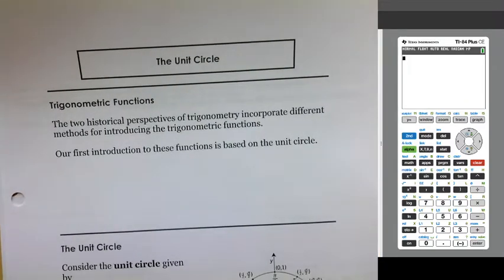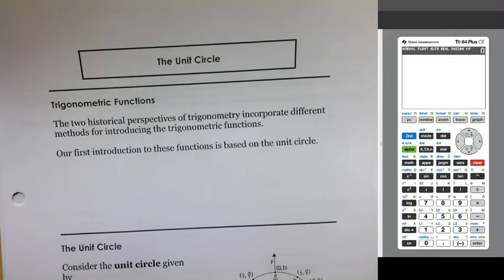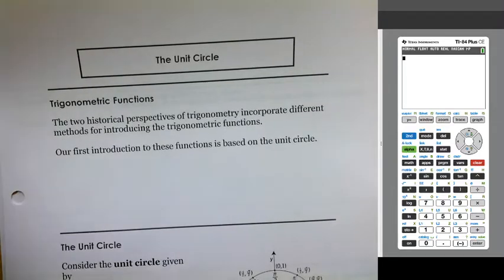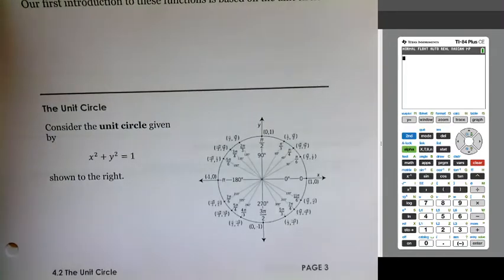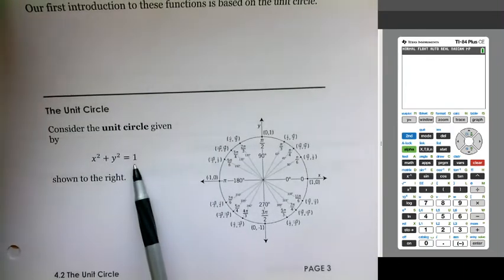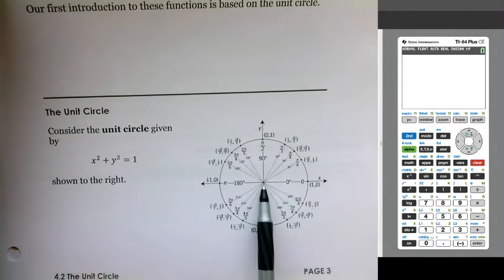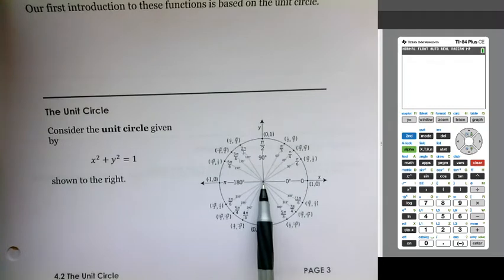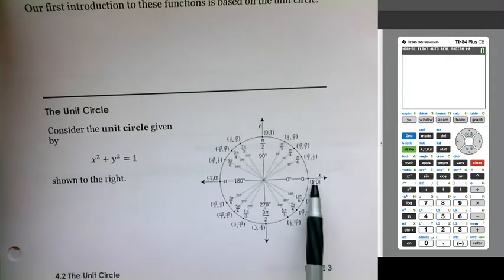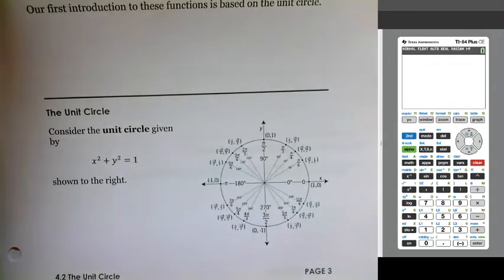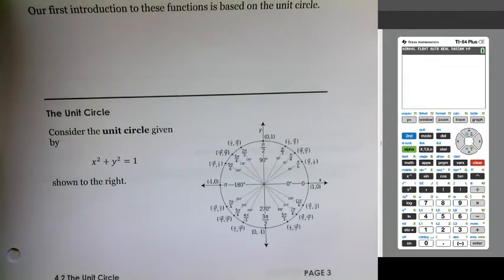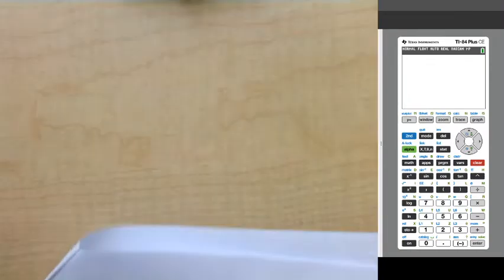There are two historical perspectives of trigonometry, and they incorporate different methods for introducing the trigonometric functions. The first introduction to these functions is based on the unit circle that we referred to earlier. And the equation of the unit circle is just x squared plus y squared equals 1. That's because the unit circle is centered at the origin of the xy plane, (0, 0), and it has a radius of 1. And so again, here's our unit circle. Note, if you have to reference, it's on the second page and the third page.